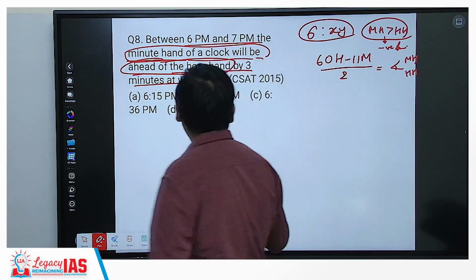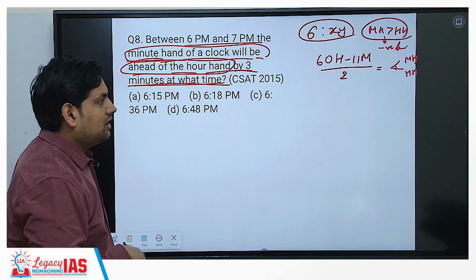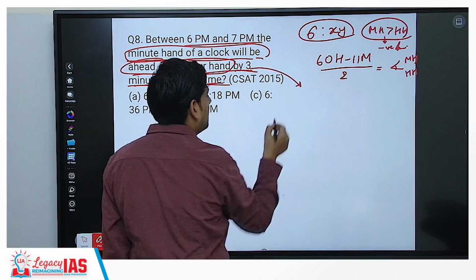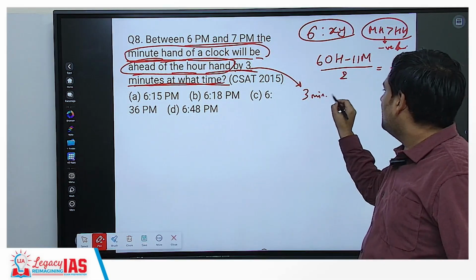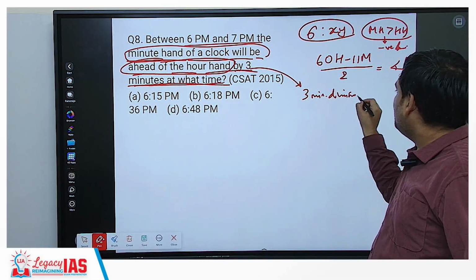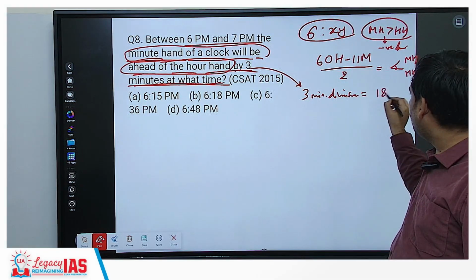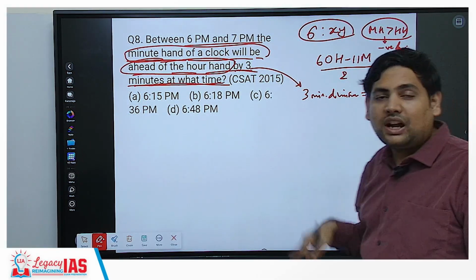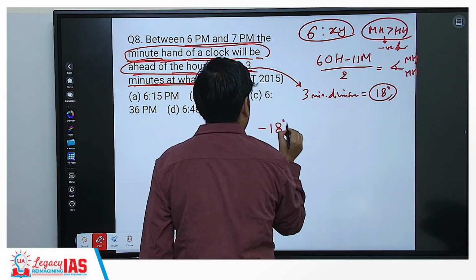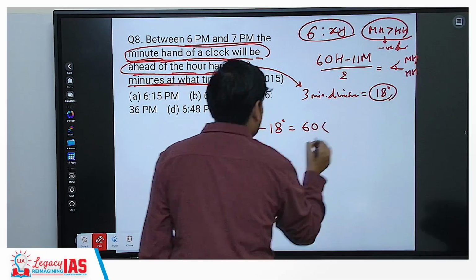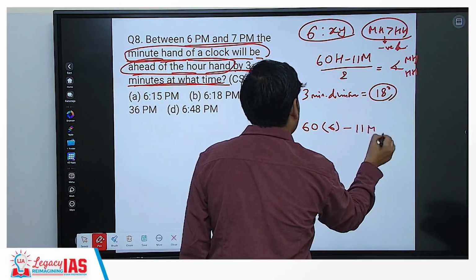Now, it becomes easy. By 3 minutes at what time? Now, the angle between them is given to be of 3 minutes. 3 minute divisions will be equal to what? 1 minute is equals to 6 degrees. So, 3 minutes will be equal to 18 degree. But angle you will have to take in minus. So, this will be minus 18 degree is equals to 60 in place of h between 6 and 7. So, this becomes 6 minus 11m by 2.